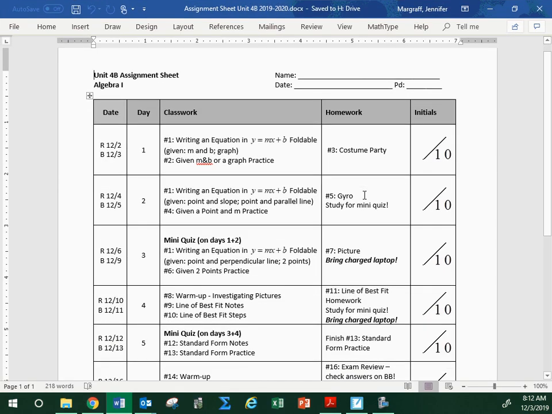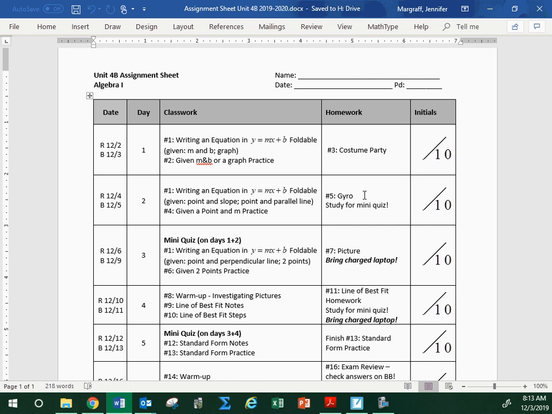But this is our new assignment sheet, Unit 4B. So Unit 4 is a pretty long unit, and so we split it into two chunks. 4A was basically graphing the line, and 4B is how to write the equation of the line. So we're kind of going backwards with it. So you'll see today, we have a foldable that we're using for the next 3 days. And today we're going to talk about how to write the equation when we're given our slope and y-intercept, and also in the situation where we're given the graph.